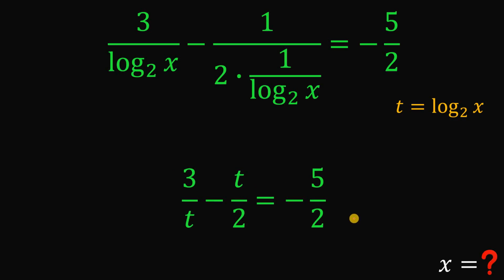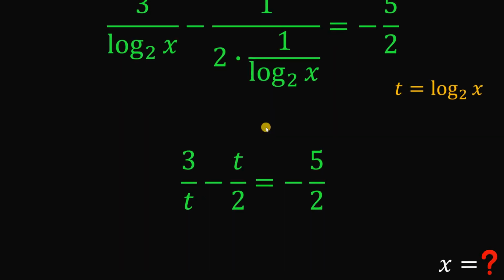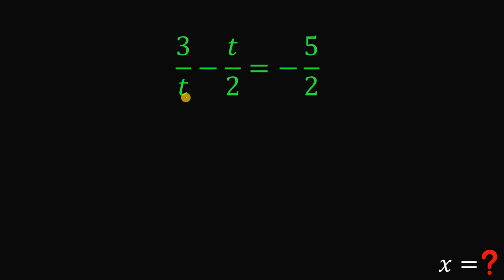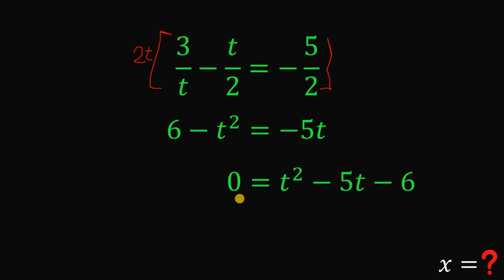Now let's focus on this equation. And then what we're going to do is to eliminate the denominators t and 2. So what we're going to do is to multiply the whole thing by 2t. And if we do that, we get an equation 6 minus t squared equals -5t. And then let's equate this to 0 and rearrange some terms a little bit. So this will give us a quadratic equation 0 equals t squared minus 5t minus 6.